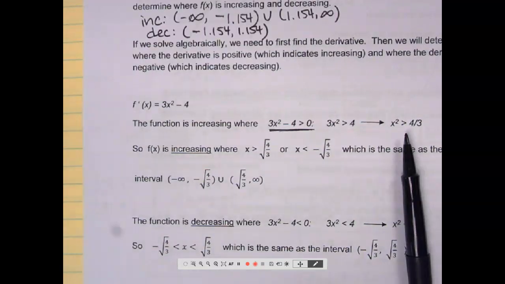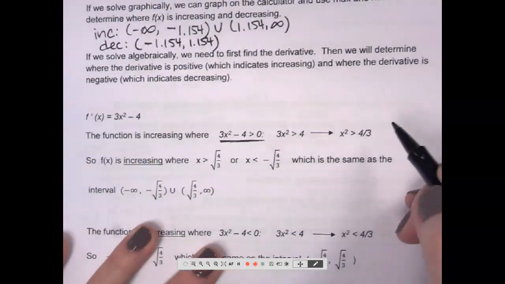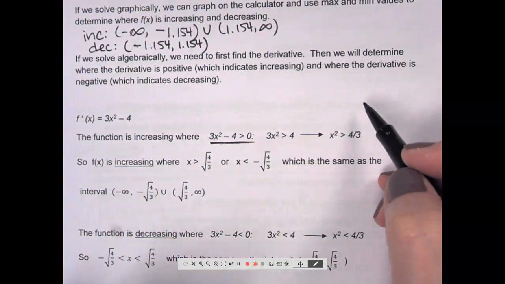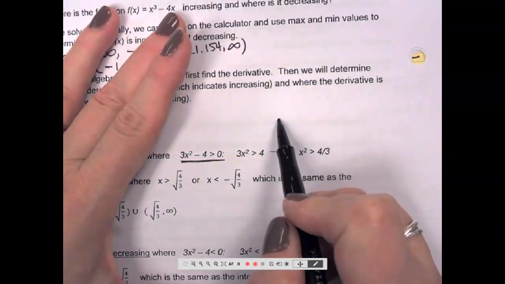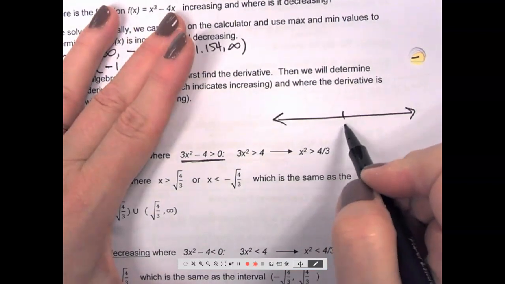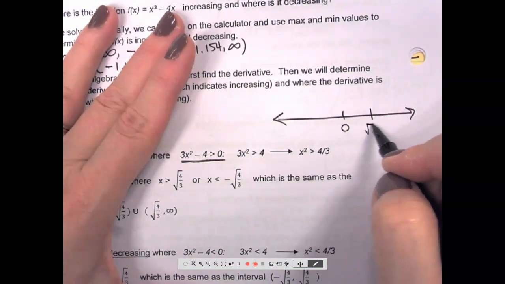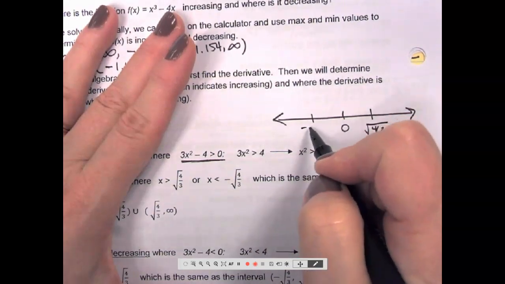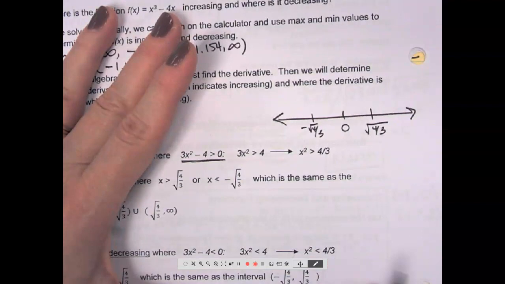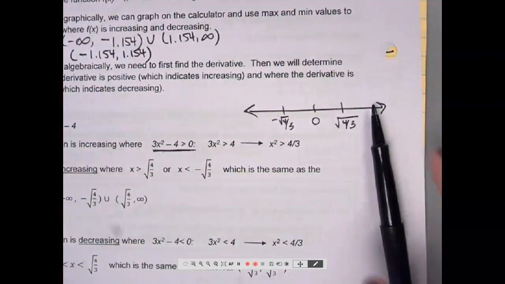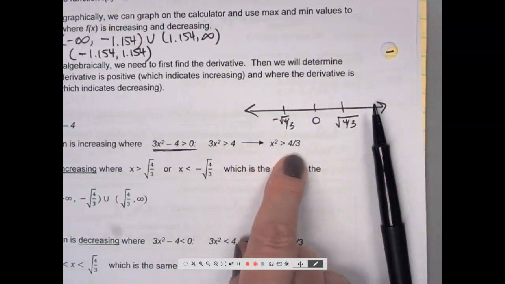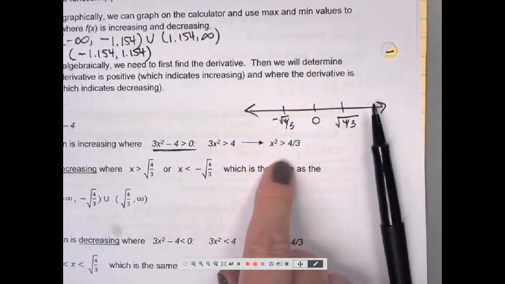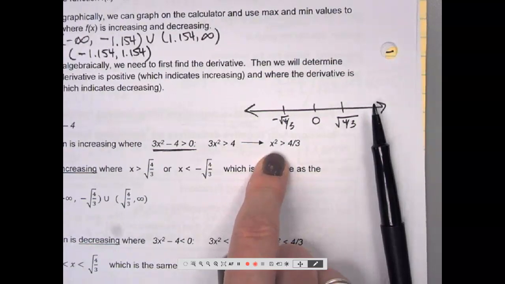Okay, the square root of 4/3. So the square root of 1 point something is about 1 point something, right? Okay, so think of a number line. And let's just say I have square root of 4/3, negative square root of 4/3. Okay, so what if I picked a number outside of that? Let's say I picked 2. If I square 2, is it bigger than 1 1/3? Yes. What if I square 1? 1 squared is not bigger.